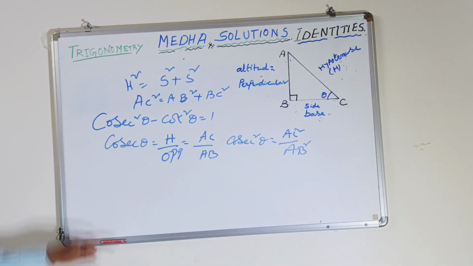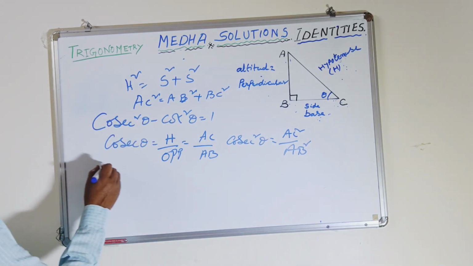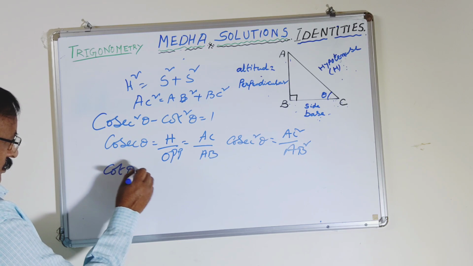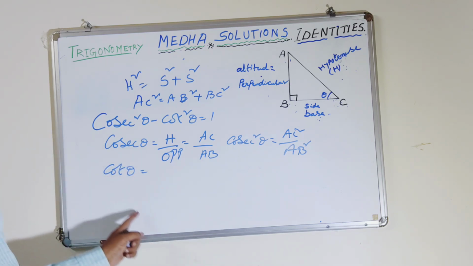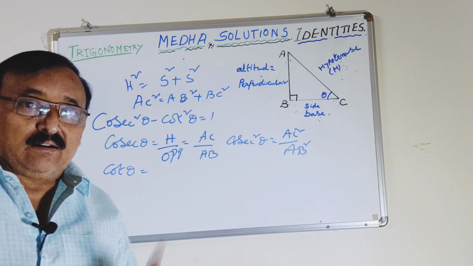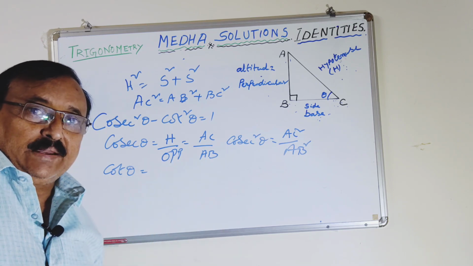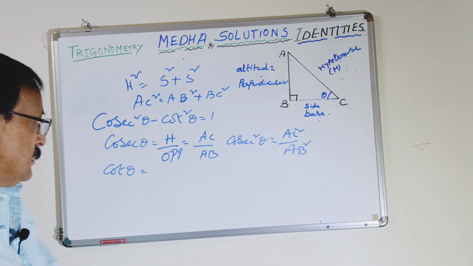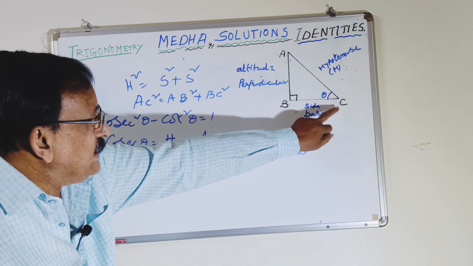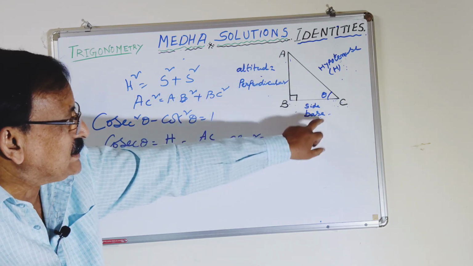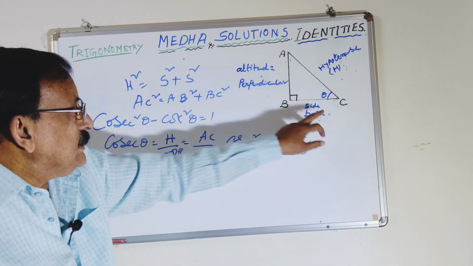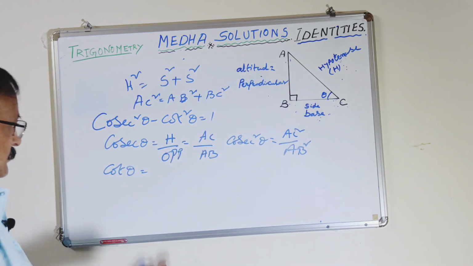And now cot theta. Cot is the inverse function of tan. Cot is equal to 1 by tan, and tan is equal to 1 by cot. Both are inverse functions. Actually tan is equal to opposite by adjacent. Now cot is the reverse, adjacent by opposite.